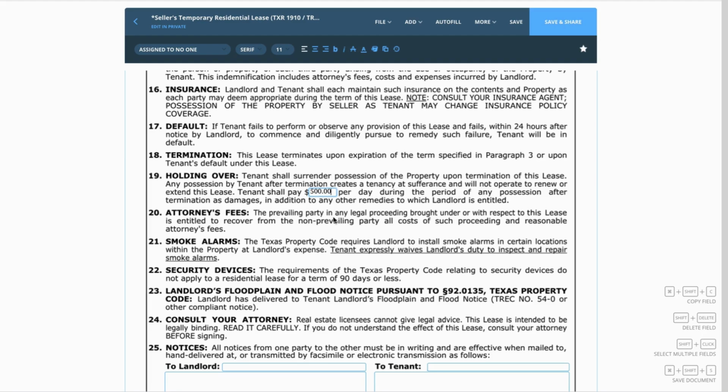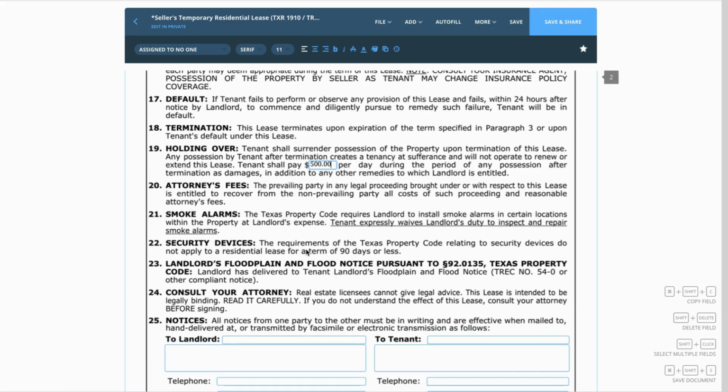The prevailing party in any legal proceeding brought under or with respect to this lease is entitled to recover from the non-prevailing party all costs of such proceedings and reasonable attorney fees. Smoke alarms. The Texas Property Code requires the landlord to install smoke alarms in certain locations within the property at the landlord's expense. So the tenant expressly waives the landlord's duty to inspect and repair alarms in this contract. The remainder of the Texas Property Code provisions related to such devices do not apply to residential leases for terms of 90 days or less. So you don't need to give all the security stuff.